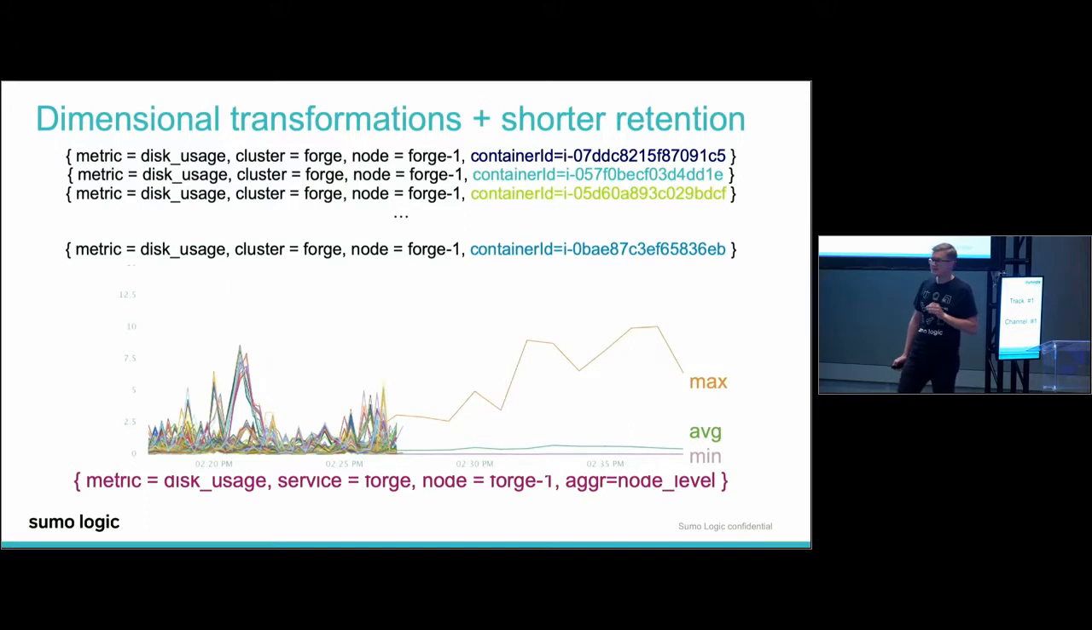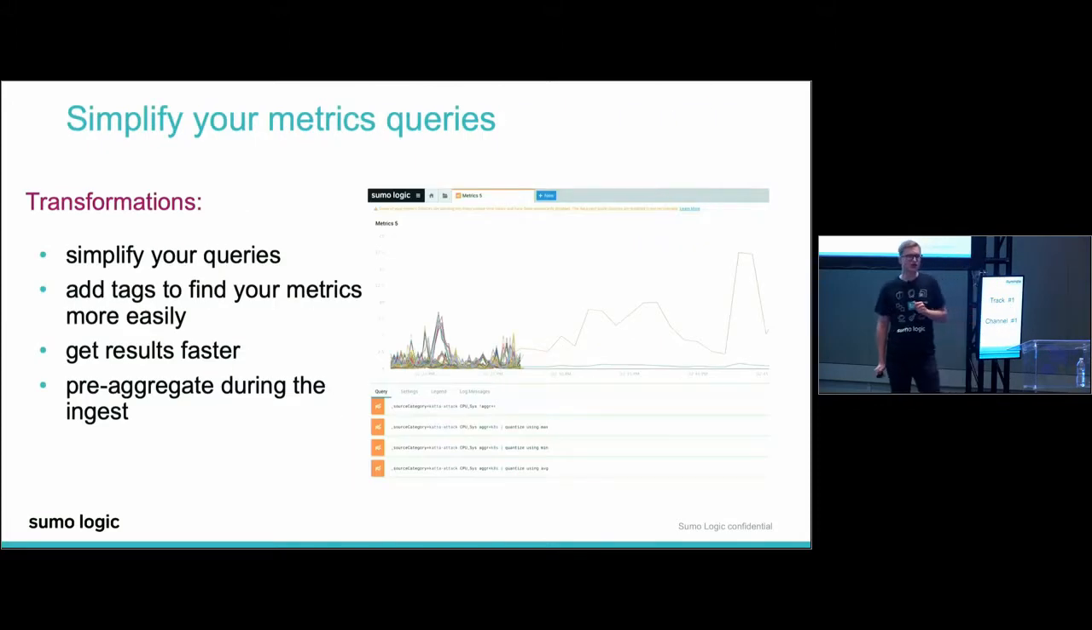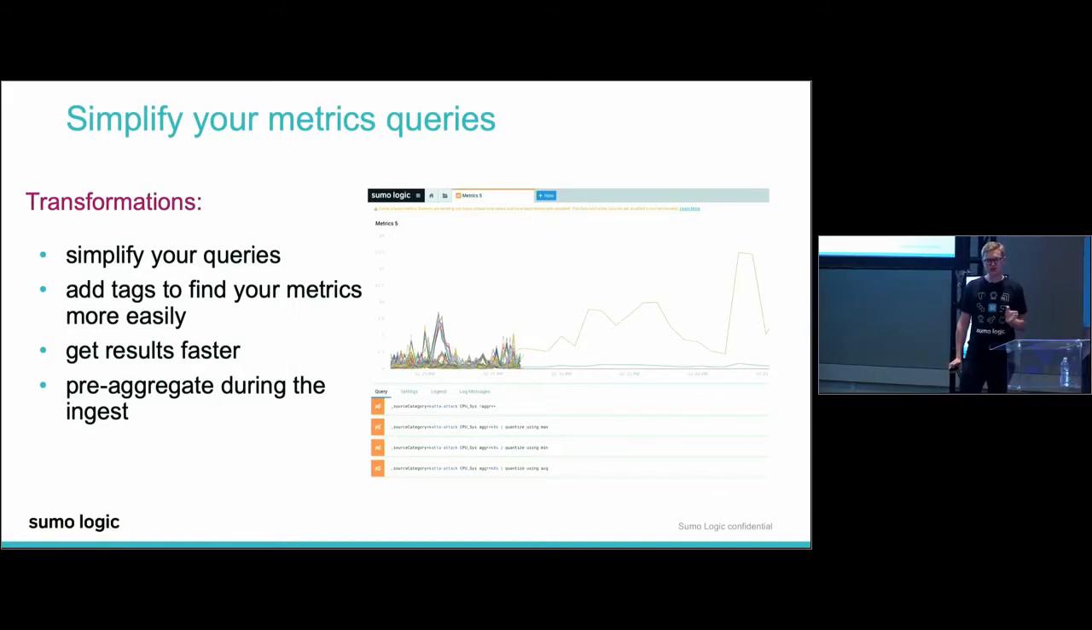So now you can compare the left and the right side of this graph. I think on the right side it is much easier to see what's going on. So transformation rules, built and released together with our GA solution this week, can help you simplify your metrics queries. You can add tags to find your metrics more easily. You get your results faster because you don't have to do the heavy computation on the query path.